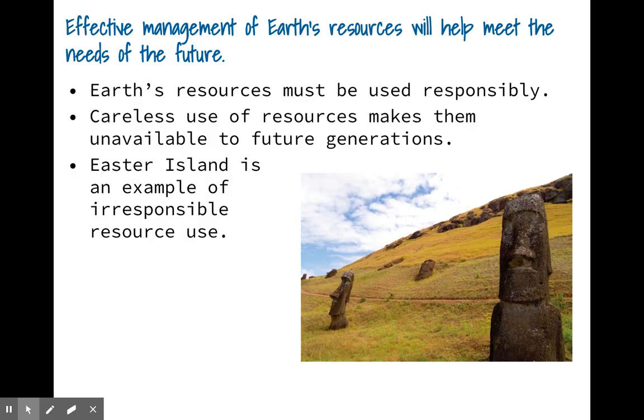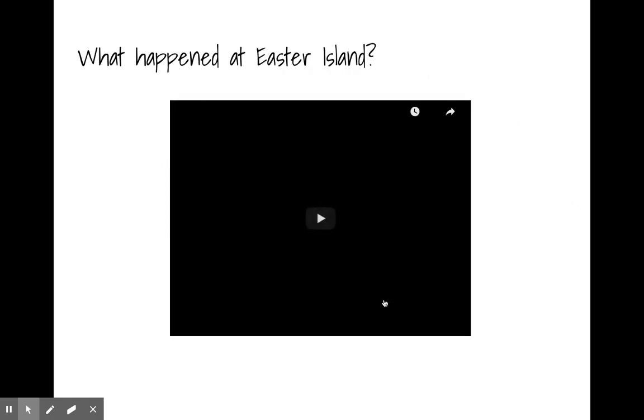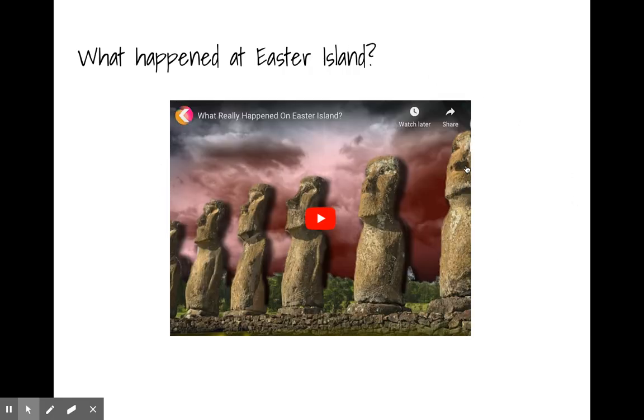Easter Island is an example of irresponsible resource use. There's this island known as Easter Island, and it was inhabited at one time. However, the humans that lived here did not take care of their resources as they should, and they ran out. The video talks about what happened at Easter Island. I suggest once again, please go ahead and watch this video. It talks about what can happen when humans are careless with our resources.